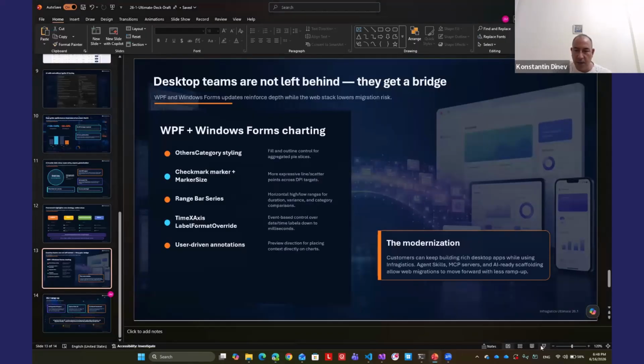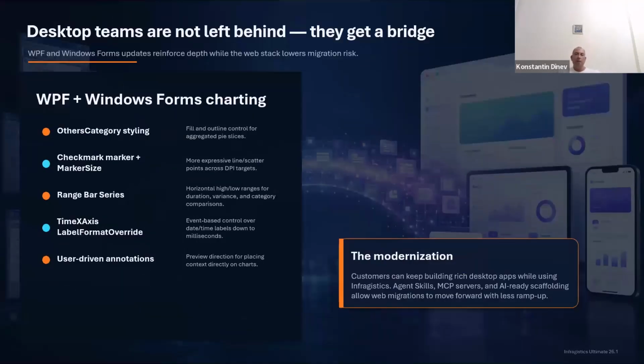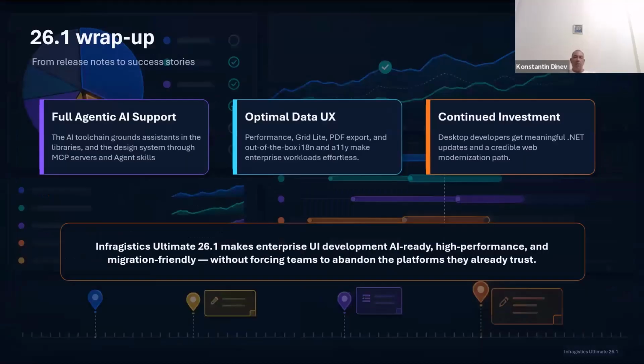So before we go, one last slide. Let me wrap up the 26.1. Again, I'm going to go over the three pillars: fully agentic AI support through the skills and MCP servers that we've shipped, an optimal data UX, and then continued investment in our desktop products, as well as a good path for you to upgrade to a modern web product as long as you need this.